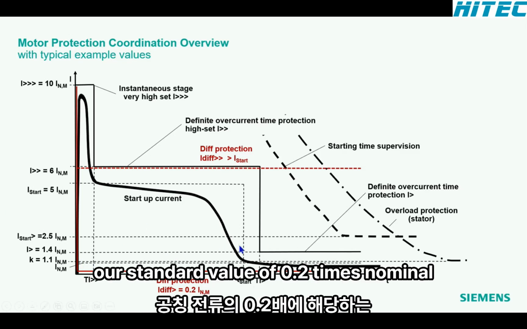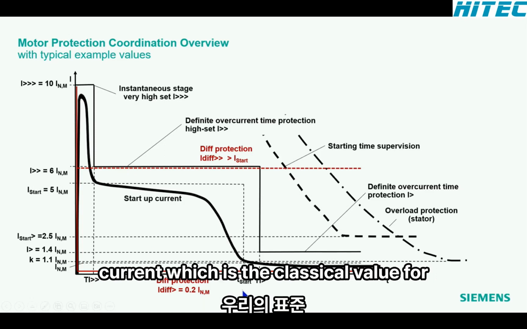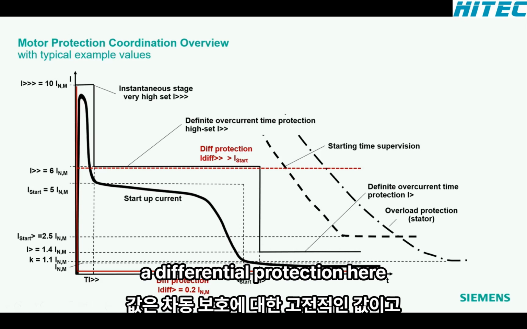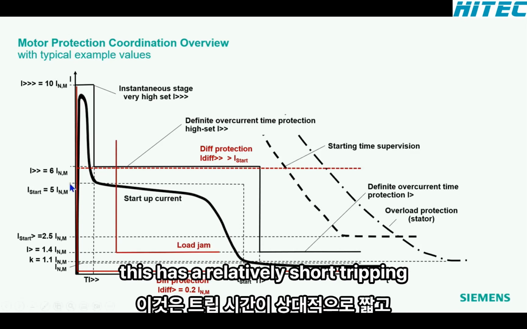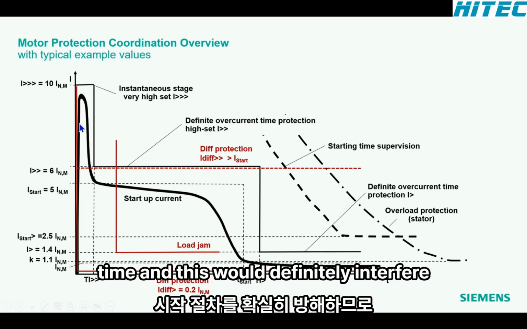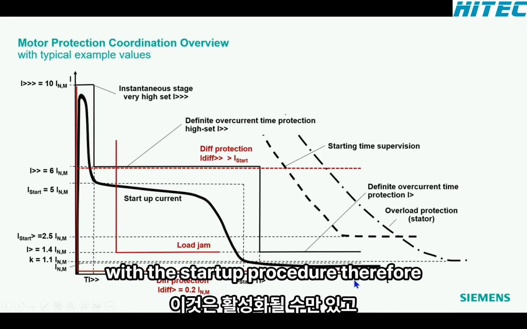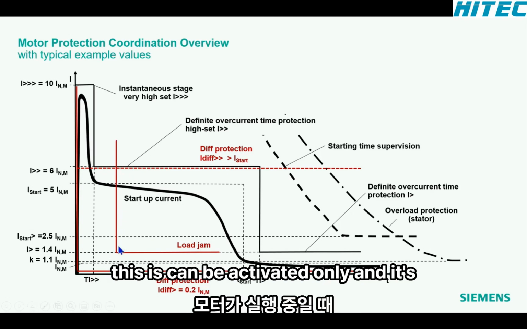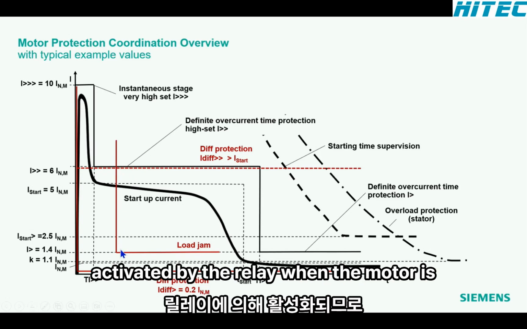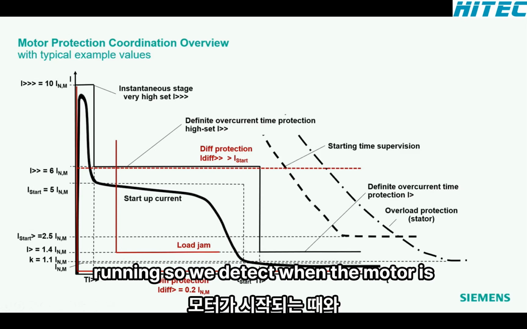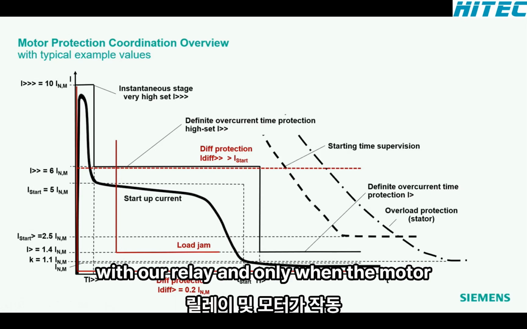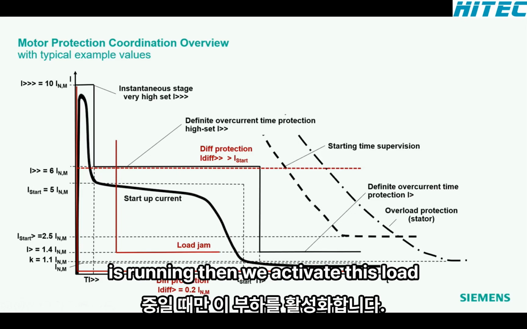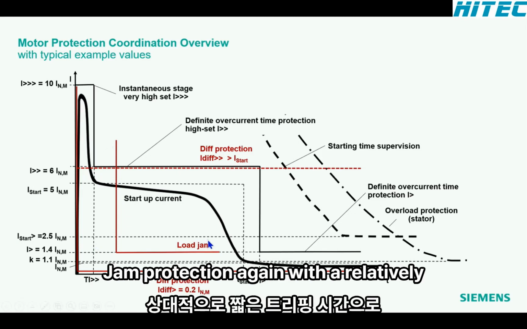So you see here our standard value of 0.2 times nominal current, which is the classical value for a differential protection. And then the load jam protection, you see this has a relatively short tripping time, and this would definitely interfere with the startup procedure. Therefore, this is activated by the relay only when the motor is running. So we detect with our relay when the motor is starting and when the motor is running. And only when the motor is running do we activate this load jam protection.